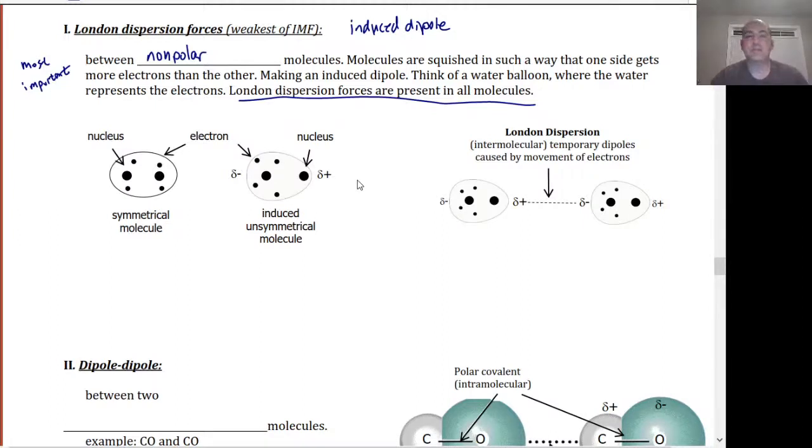Yeah, the electrons, because the electrons are negative. So when they're over on one side, it's a little bit more negative on that side.